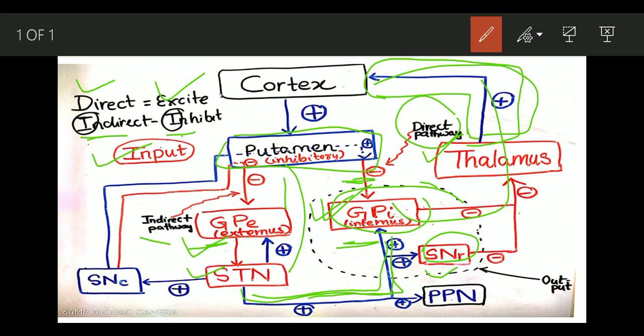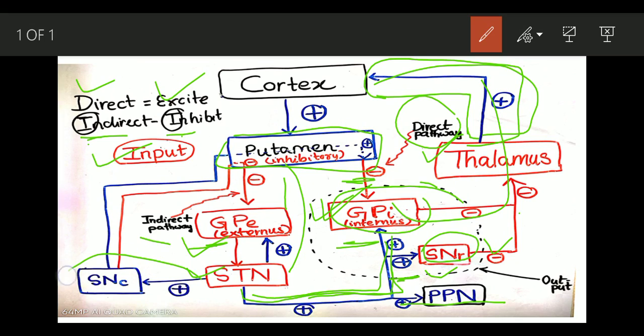The subthalamic nucleus also sends stimulatory fibers to the substantia nigra pars reticularis, which in turn inhibits the thalamus, and it also sends stimulatory fibers to the pedunculopontine nucleus.